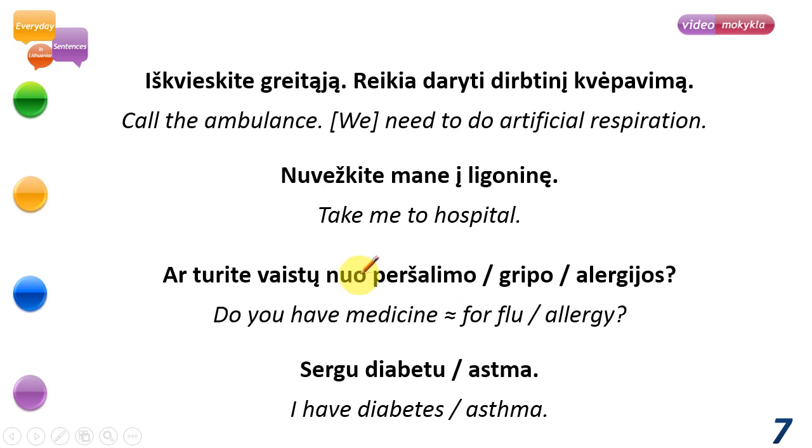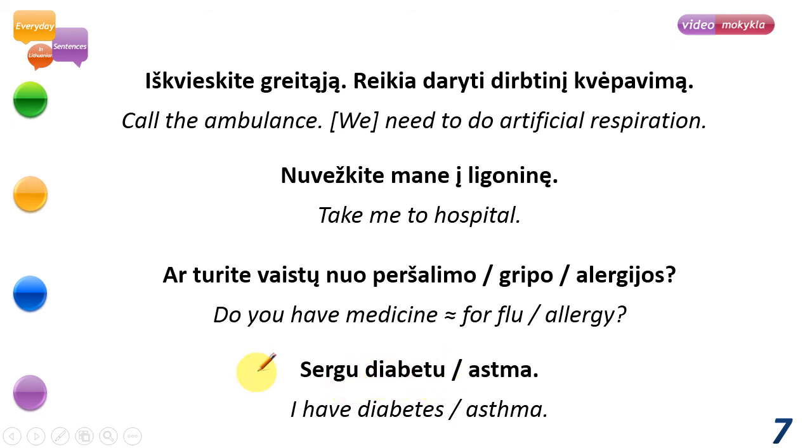Ar turite vaistų nuo peršalimo? Ar turite vaistų nuo gripo? Do you have some medicine for flu? Ar turite vaistų nuo alergijos? Do you have some medicine for allergy? Ar turite vaistų nuo plus a noun in genitive. Okay. Sergu diabetu.